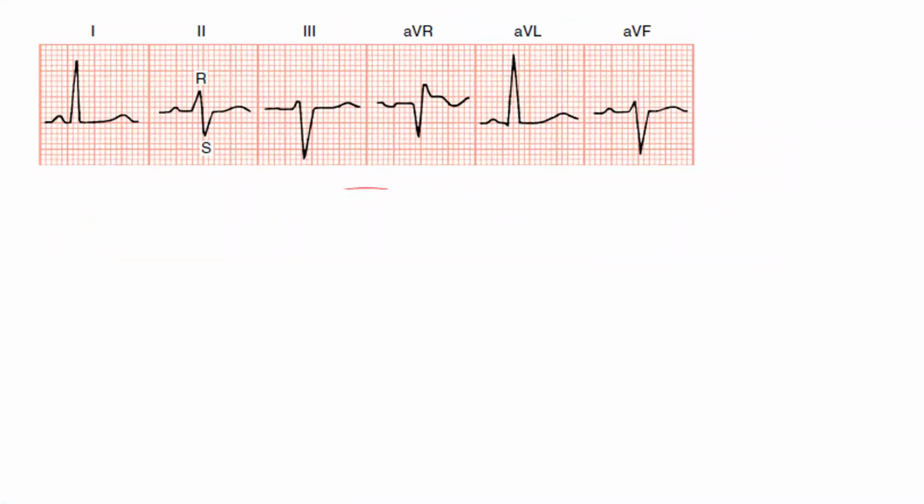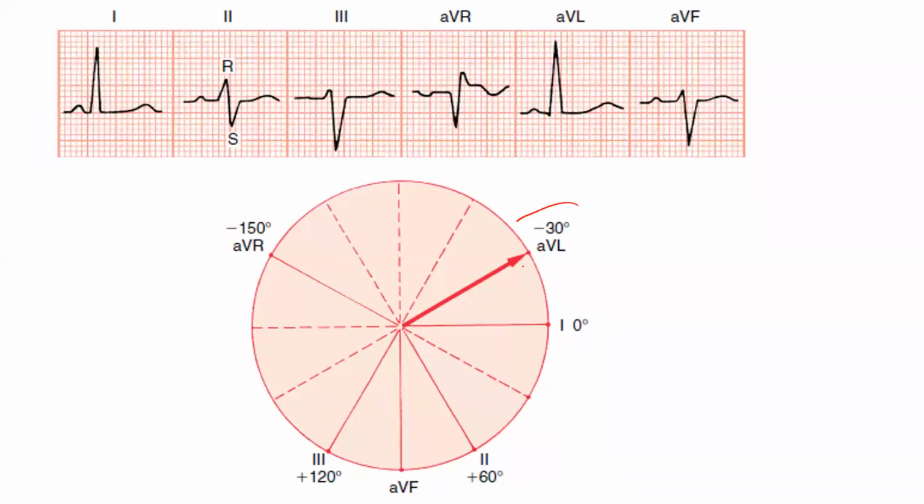Actually, in this one, if you see AVL and 1, I think AVL is slightly bigger than 1. I think two or three points, small boxes. So because of that, I think the axis goes for AVL and it is AVL.